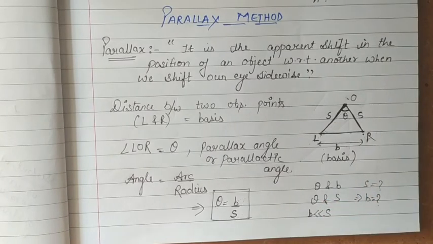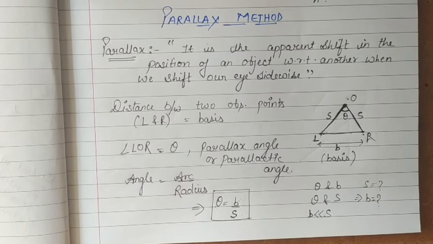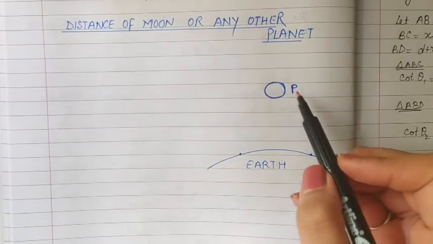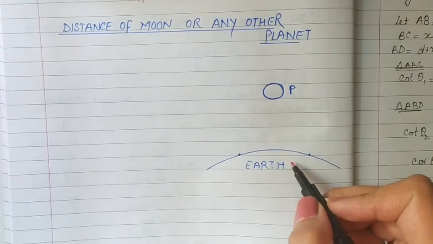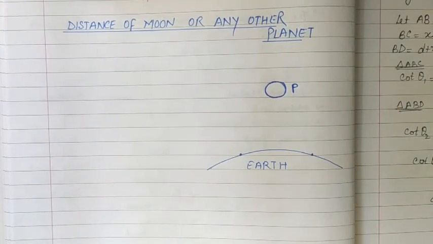Okay, now let's see how we can apply this method to find the distance of the moon or any other planet from earth. So we are going to apply the parallax method. We are going to find the distance of the moon or any other planet, let it be capital P, from earth's surface. Now to find this distance, we take two observatories at different positions on the earth.